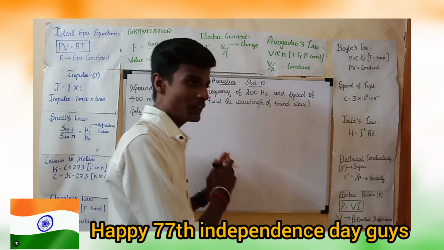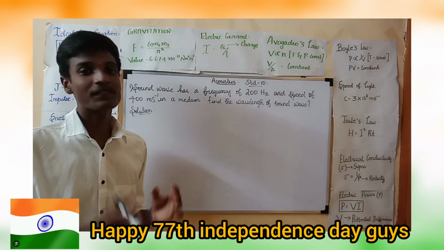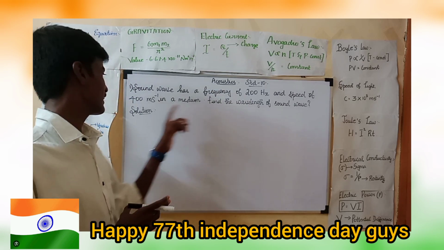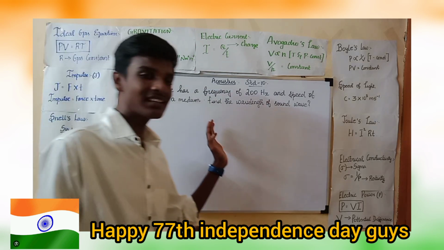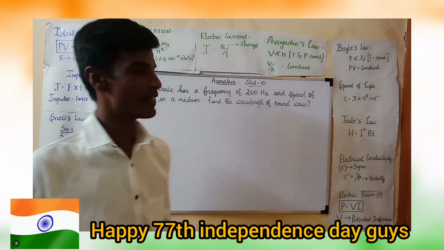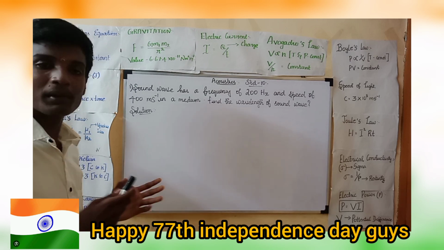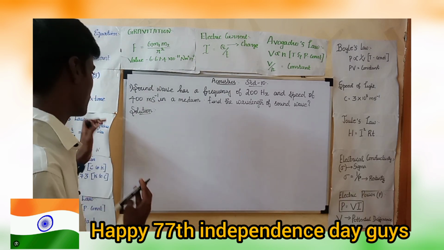A wave moving from one medium to another needs some speed. That velocity is taken as 400 meters second inverse. Then they are asking the question: find the wavelength of the sound wave. So I hope you are clear about the question. Shall I go into the solution?